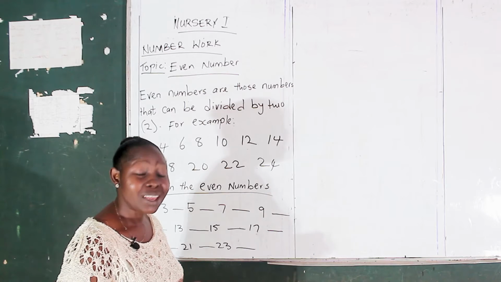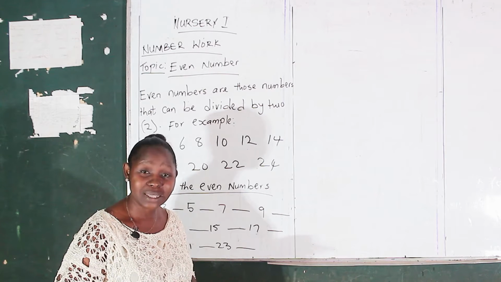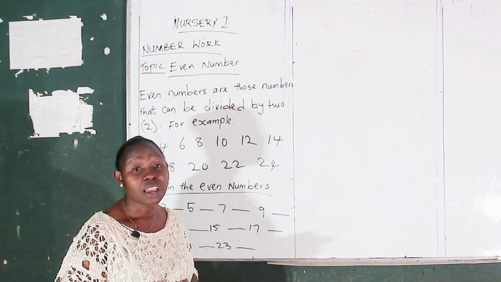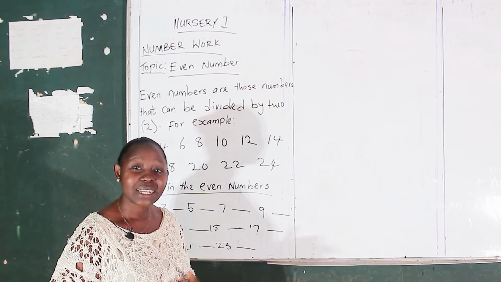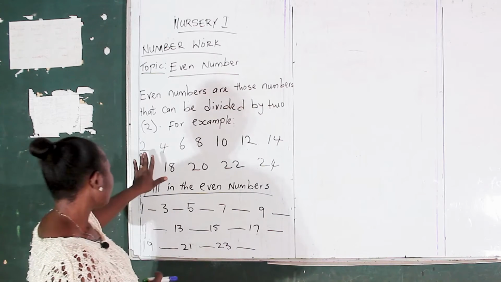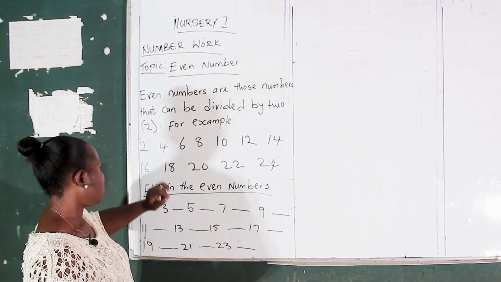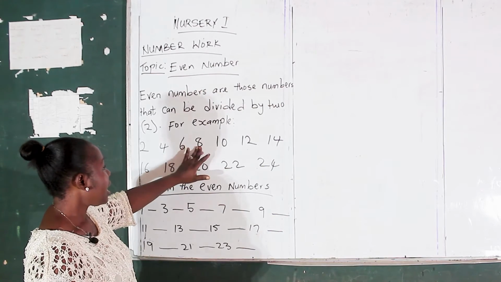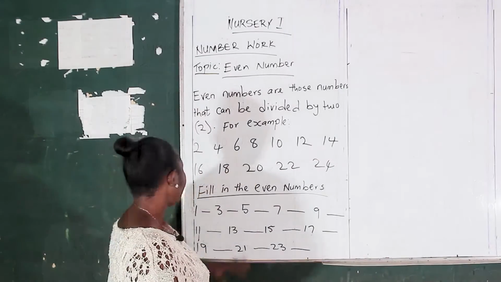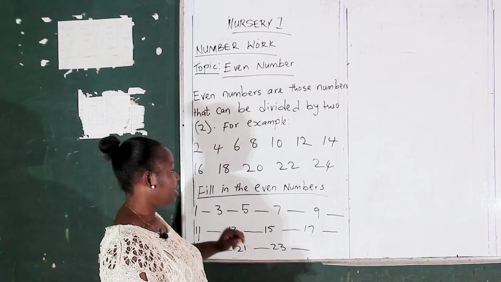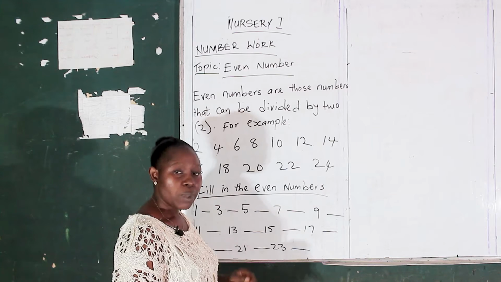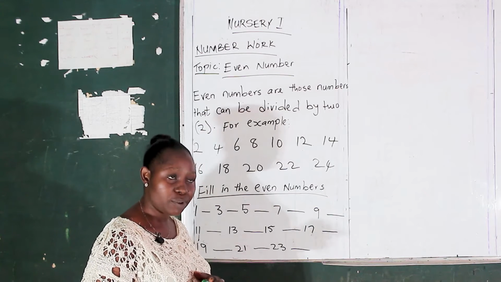What is even numbers? Even numbers are those numbers that can be divided by 2. I take it again. Even numbers are those numbers that can be divided by 2. For example, 2, 4, 6, 8, 10, 12, 14, 16, 18, 20, 22, and 24. How did we get these even numbers?